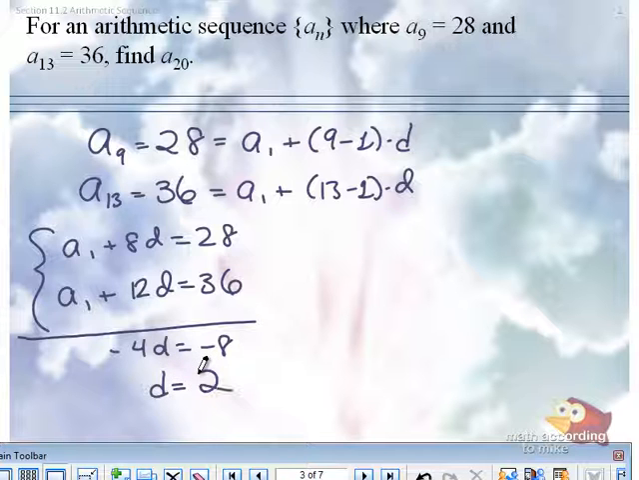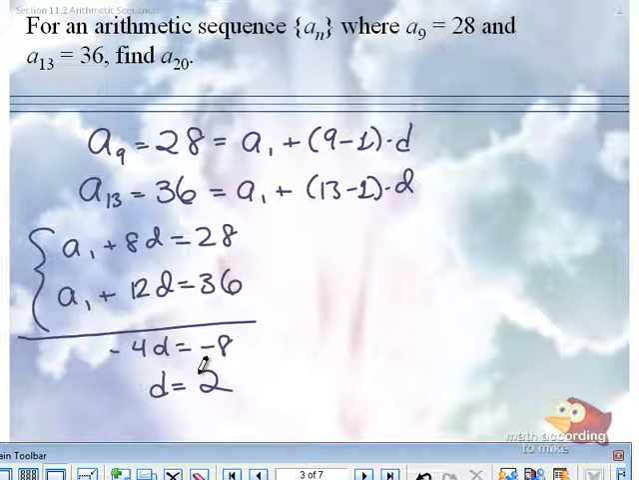Why should we expect our common difference to be a positive number? Yes. I'm just going to say yes, because all of it's correct. The subscripts increased from 9 to 13, and also the values increased from 28 to 36. Putting all your answers together, we got d to be 2.